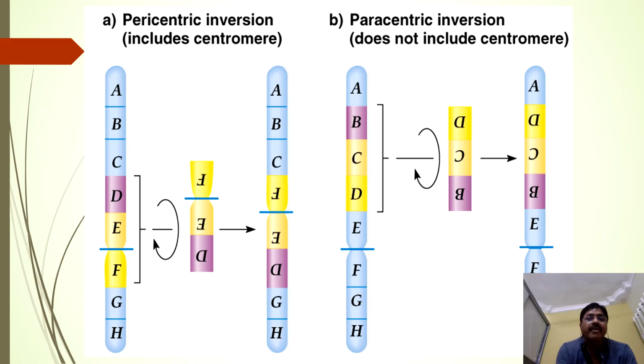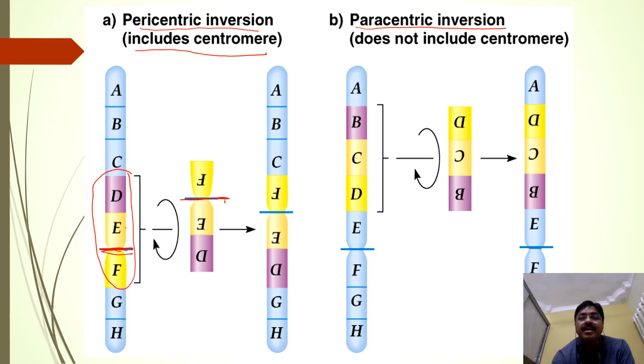Inversion has two types, that is the pericentric inversion and paracentric inversion. Now in pericentric inversion, the segment which is going to flip or invert contains the centromere. So it is called pericentric inversion. Here D, E, centromere and F is the fragment which is going to invert. So this is the centromere and it reattaches. So the inverted segment contains the centromere.